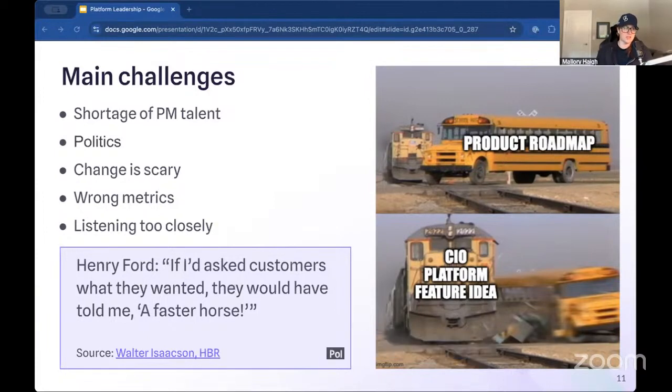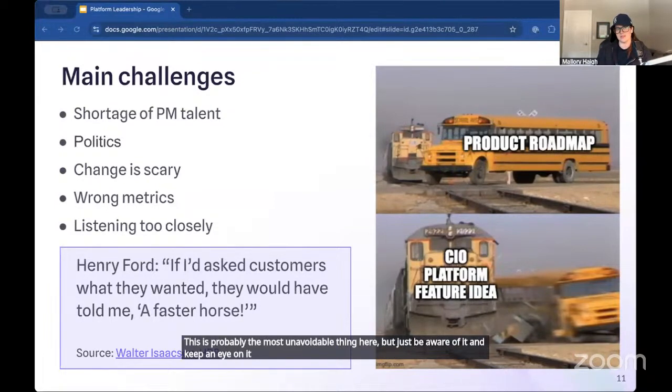Politics is the other thing that comes pretty hard and fast when you start platform engineering initiatives. And when you start trying to build a product roadmap for the platform, this is probably the most unavoidable thing here, but just be aware of it and keep an eye on it and understand how you can influence it internally in order to get adoption.